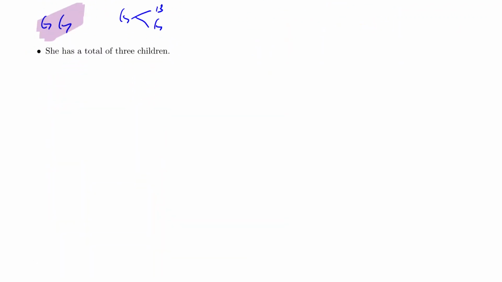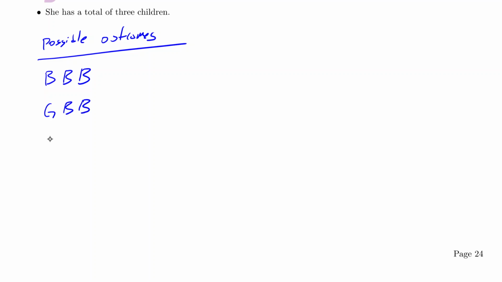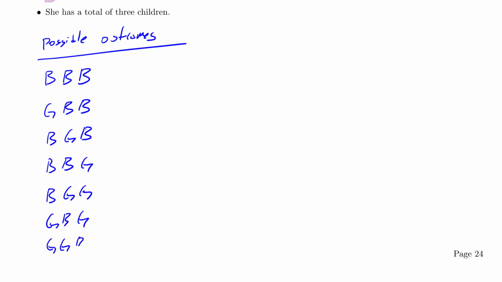But what happens if she wants 3 children? Again, we have to list all the outcomes. So let me count it. It could be all boys. It could be girl, boy, and boy. It could be boy, girl, and boy. Boy, boy, girl. Boy, girl, girl. Just write all of them. And girl, girl, and boy, and all 3 girls. So let's say she wants to have exactly 2 daughters, right? So 2 girls. So out of all these, there are a total of 8 outcomes.